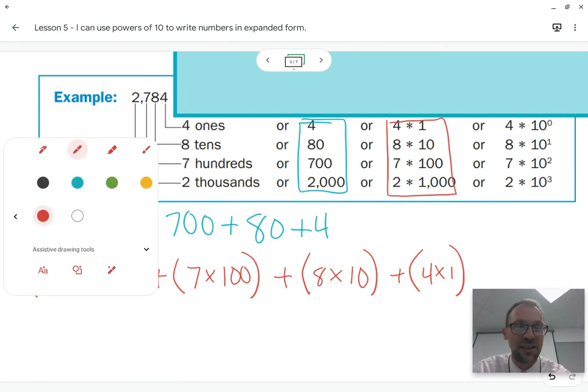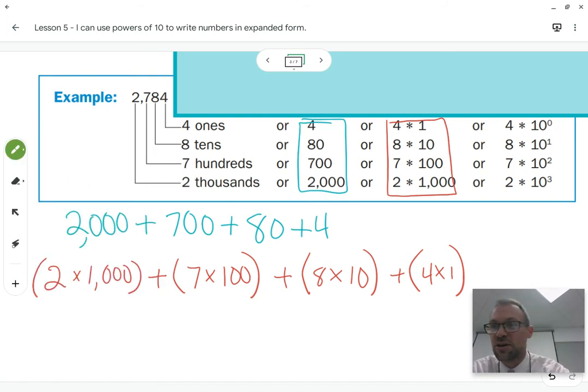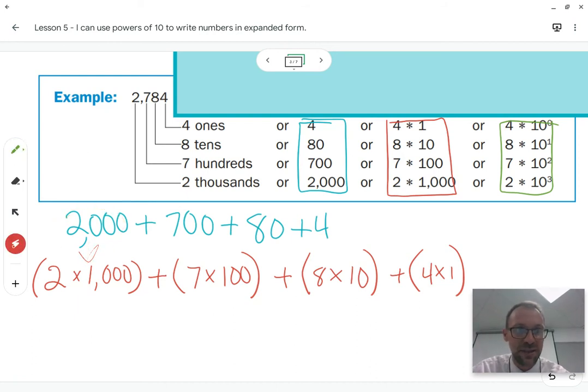There's another way. Check this out. What if we use this column here? Let's try that. So now we're getting to the heart of the lesson. Now we're going to write this number in expanded form using powers of 10 in exponential notation. And this is the final goal. So 2,000 becomes 2 times 1,000. And now we can take the 1,000 and turn it into 10 to the third power. So let's do that. This can be 2 times 10 to the third power.